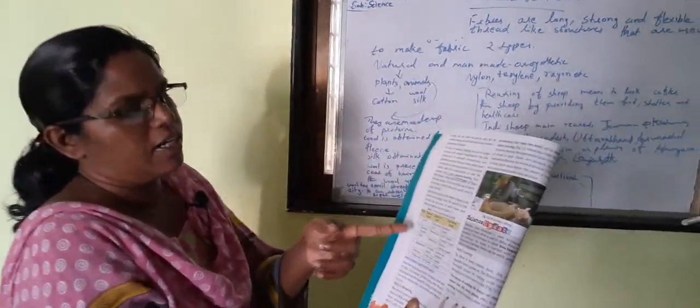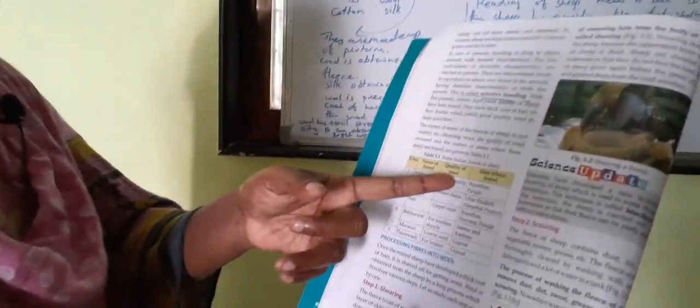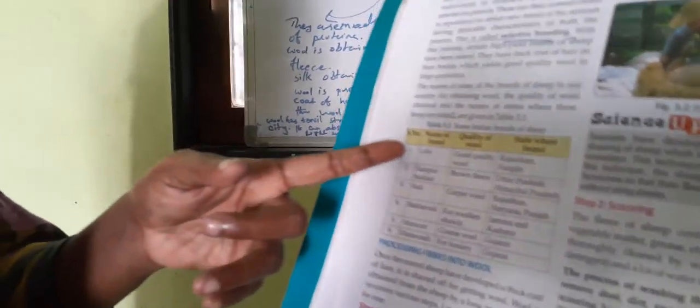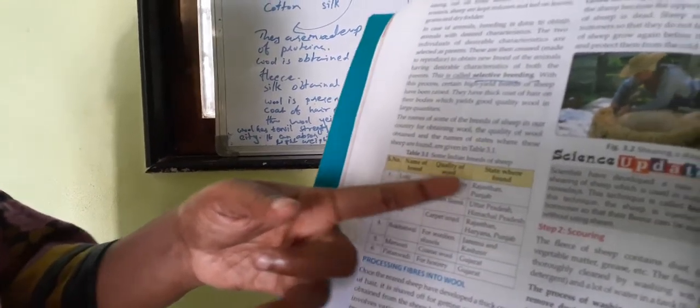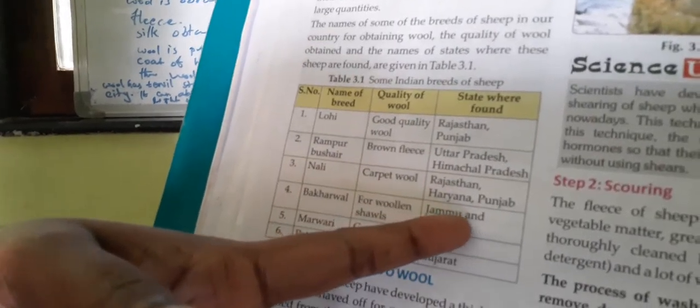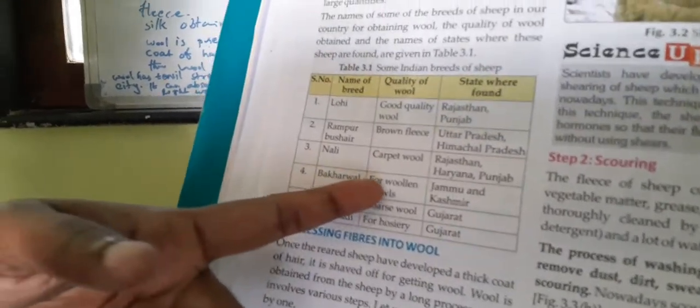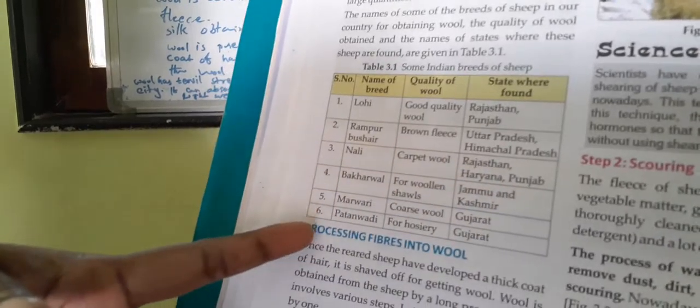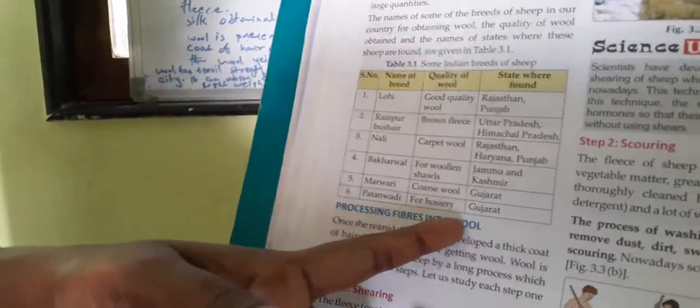A table is given with the name of breed, quality of wool, and state where found. Lohi, good quality wool, Rajasthan, Punjab. Rampur Bushair, brown fleece, Uttar Pradesh, Himachal Pradesh. Nali, carpet wool, Rajasthan, Haryana, Punjab. Bakarwal, for woolen shawls, Jammu and Kashmir. Marwari, coarse wool, Gujarat. Patanwadi, for hosiery, Gujarat.